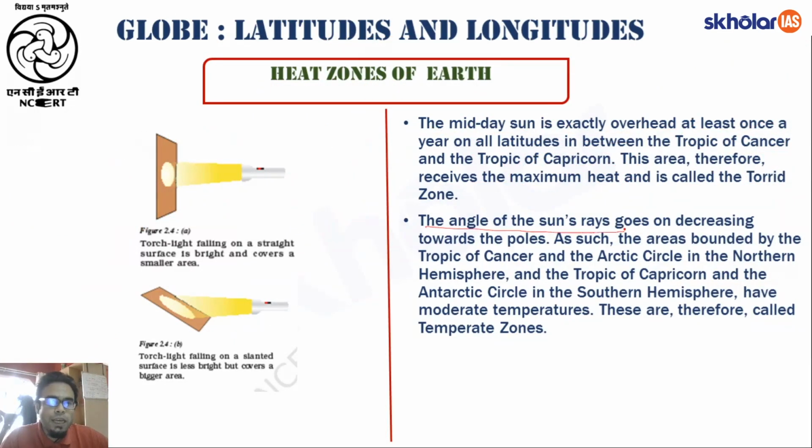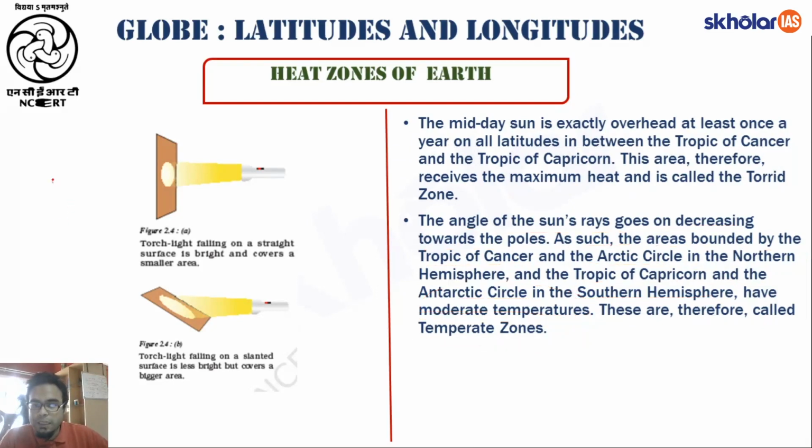All right, then what is the next one? The angle of the sun rays goes on decreasing towards the poles, right? As such, the area which is bounded by the Tropic of Cancer and the Arctic Circle in the northern hemisphere, and the Tropic of Capricorn and the Antarctic Circle in the southern hemisphere, have moderate temperatures, and therefore these are called your temperate zones. Now what are the temperate zones? Let us understand this, right?